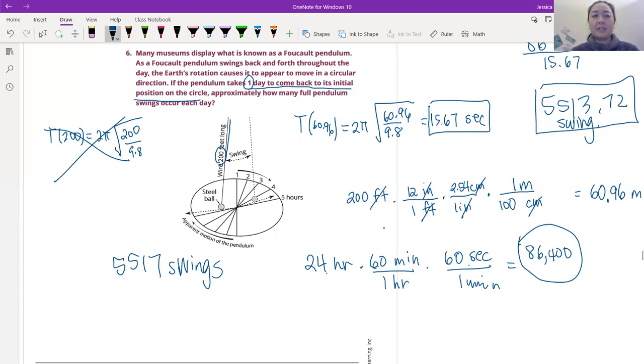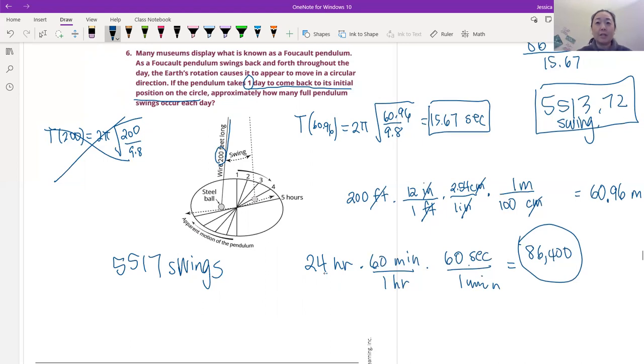I almost want to do this calculation. How long is that? All right. But that's not the question. It wants to know how many full swings we can get. So we know that one full swing is about 15.7 seconds, right? So how many of those 15.7 seconds do we have in a day? Well, how many seconds do we have in a day is the question, right?